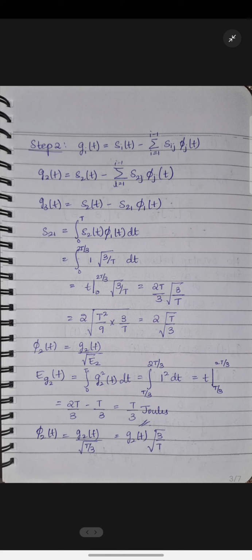Now let us look at step 2, where we will find the gi(t). This is the formula from the Gram-Schmidt orthogonalization process. gi(t) is equal to si(t) minus the summation from j equal to 1 to i minus 1 of sij phi j(t). Now if we substitute i is equal to 2, we get g2(t) is equal to s2(t) minus s21 phi1(t).